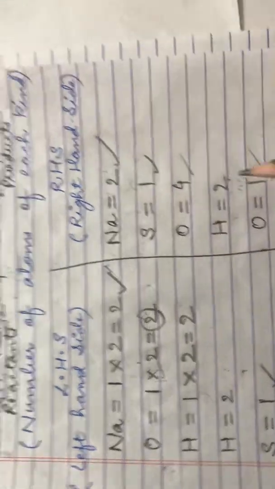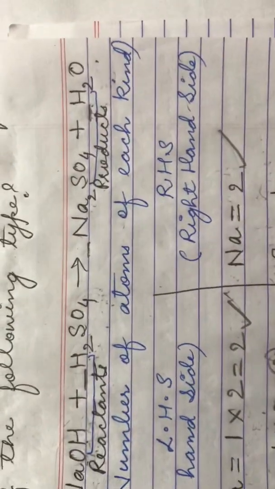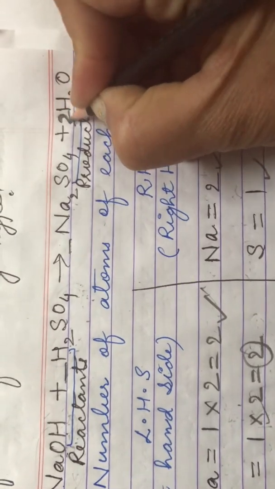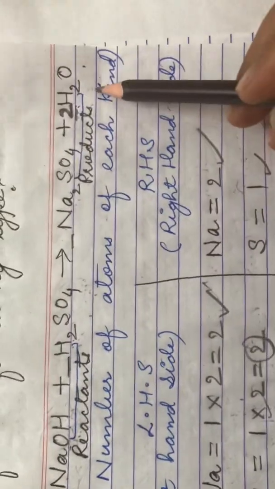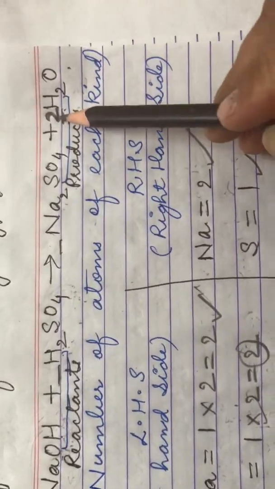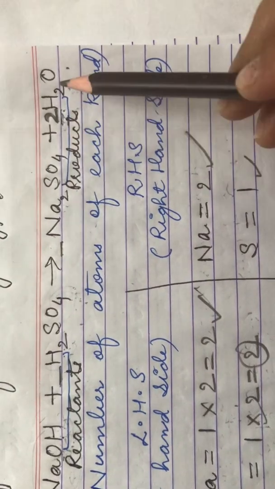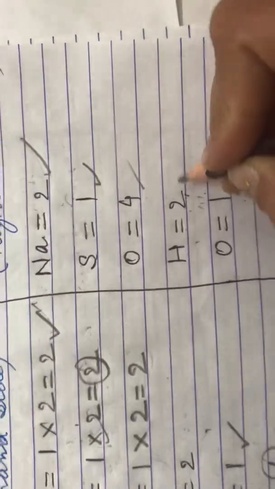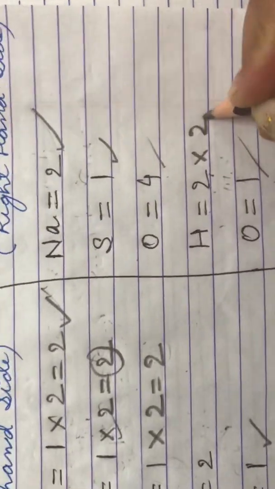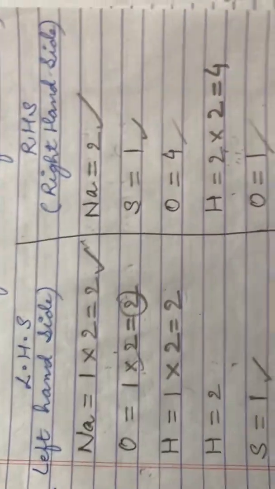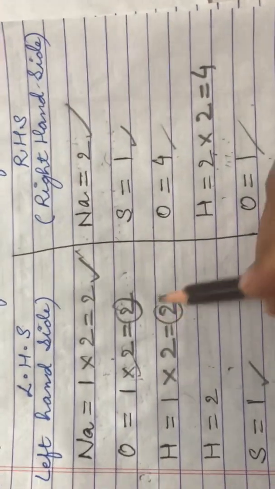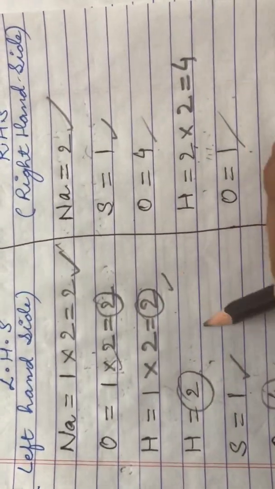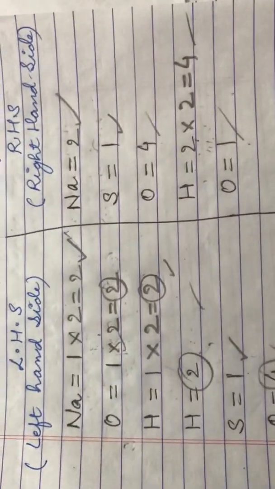To make hydrogen 4 on the right hand side, the only way we can do it is by putting a 2 in the prefix of H2O. Since hydrogen is available only in this molecule, the prefix 2 and the subscript 2 get multiplied. So 2 into 2 becomes a 4. Hydrogen atoms now become equal on both the sides. We had 2 hydrogen atoms here, 2 hydrogen atoms here, 2 plus 2 equals 4. So hydrogen atoms have also become equal.